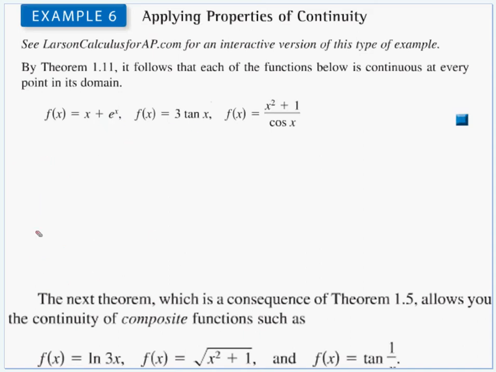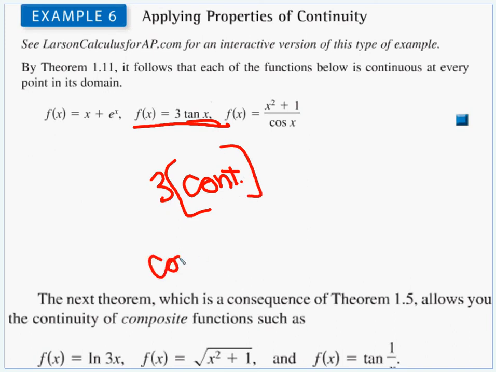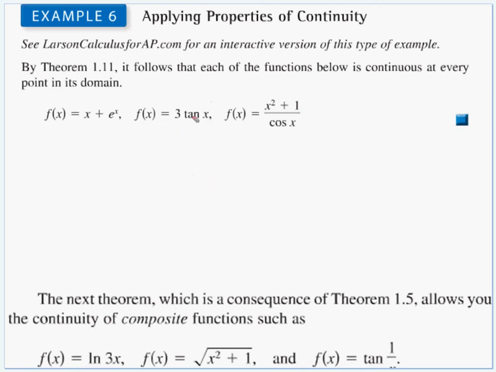A continuous function plus another continuous function is a continuous function. The next one here, f of x equals 3 times tan of x. Well, tan of x is continuous, and 3 times a continuous function is another continuous function. Again, the tangent graph will have some asymptotes, but in its domain, it will be continuous.